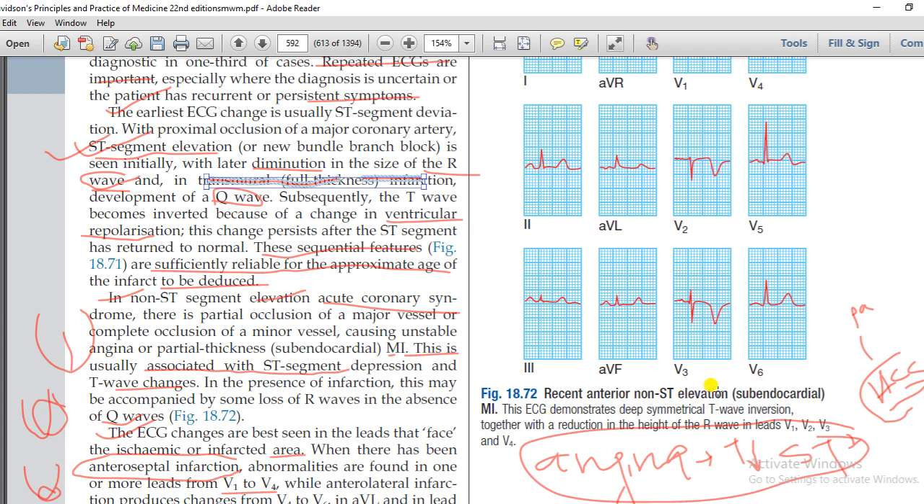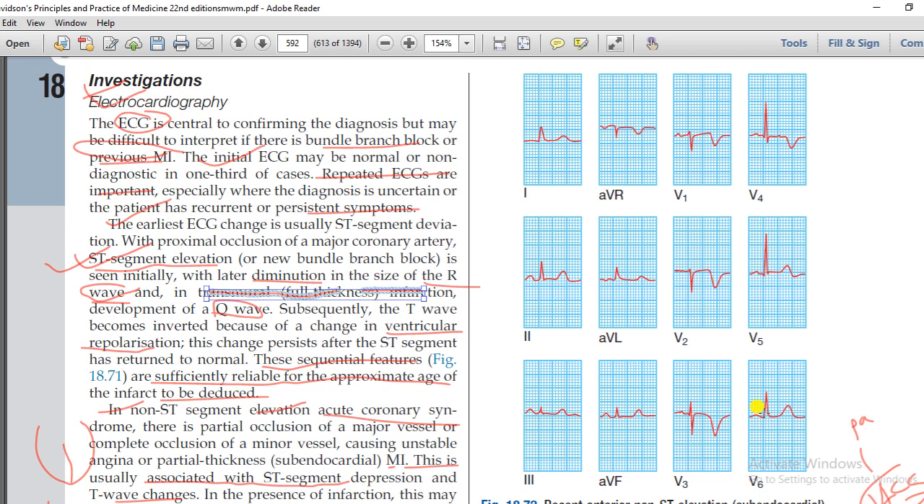This demonstrates deep symmetrical T wave inversion. There is T wave inversion, but in which, okay, the ECG demonstrates deep symmetrical T wave inversion together with a reduction in the height of R wave in the leads V1, V2, V3, and V4. Yes, there is T wave inversion.